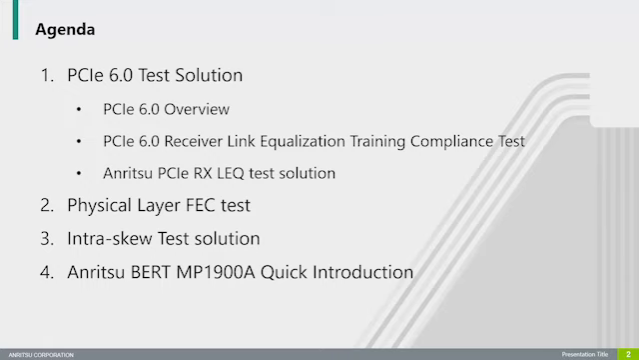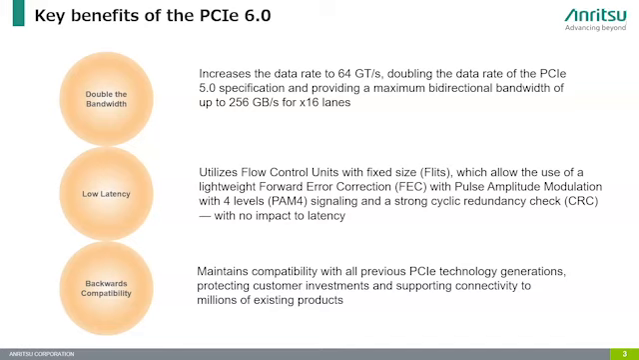So, the three key benefits of PCIe Generation 6. The first one is double the bandwidth. The last generation, PCIe Gen 5, was 32 gigabits per second per lane. Now it's doubled, so 64 gigabits per second transfer speed per lane. That's 256 gigabytes per second for 16 lanes. That doubles almost every 3 years.